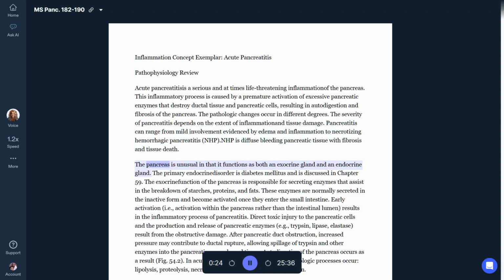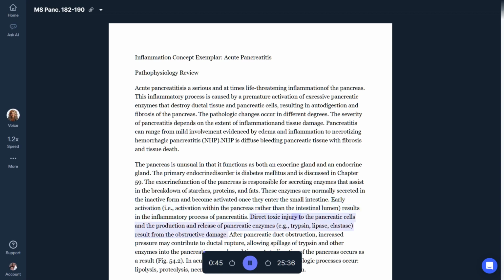The pancreas is unusual in that it functions as both an exocrine gland and an endocrine gland. The primary endocrine disorder is diabetes mellitus and is discussed in Chapter 59. The exocrine function of the pancreas is responsible for secreting enzymes that assist in the breakdown of starches, proteins, and fats. These enzymes are normally secreted in the inactive form and become activated once they enter the small intestine. Early activation results in the inflammatory process of pancreatitis.